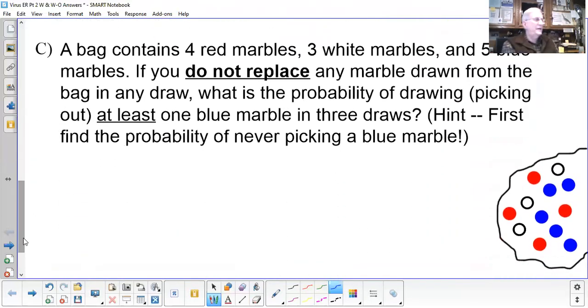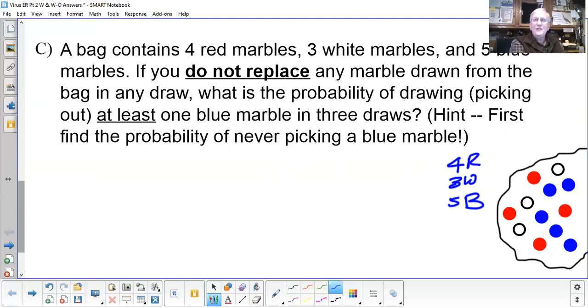The bag shown here to the right contains 4 red marbles, 3 white ones, and 1, 2, 3, 4, 5 blue ones. Okay? If you do not replace any marble in any draw, what is the probability of drawing or picking out at least 1 blue marble in 3 draws? Hint, first find the probability of never picking out a blue marble.